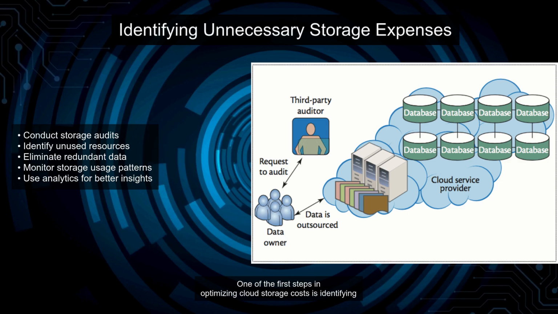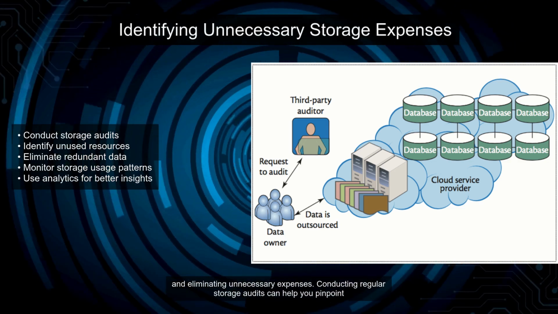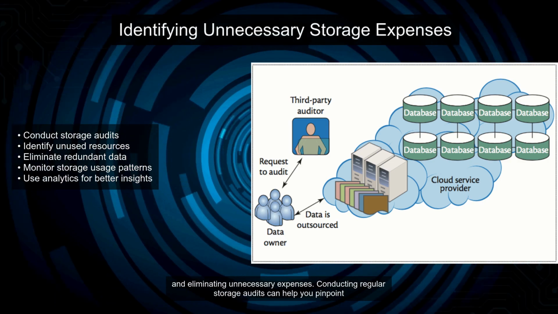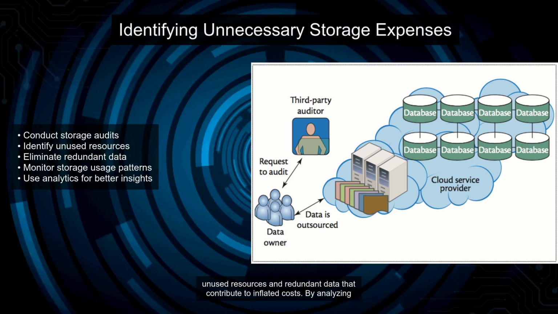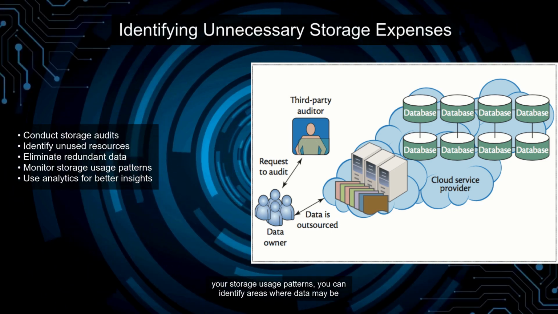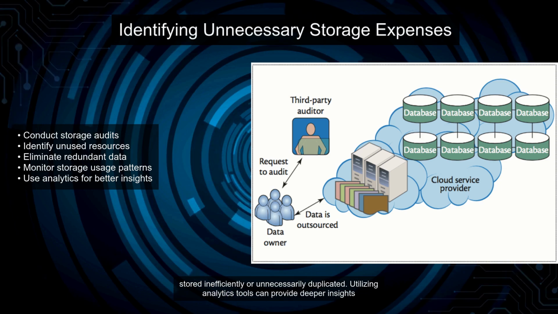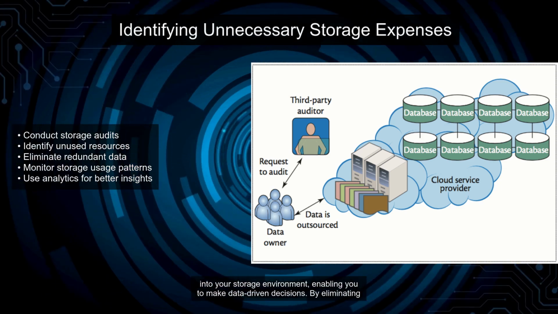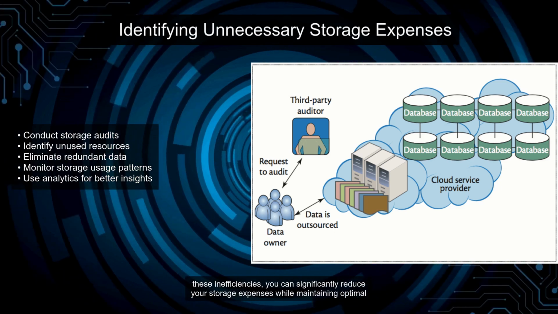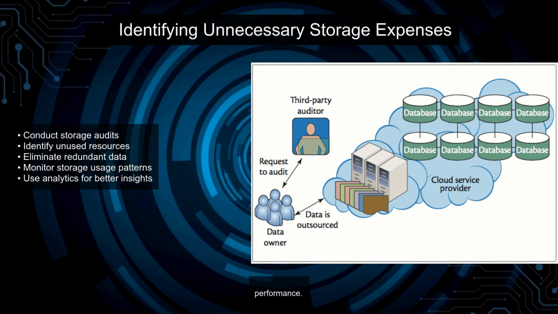One of the first steps in optimizing cloud storage costs is identifying and eliminating unnecessary expenses. Conducting regular storage audits can help you pinpoint unused resources and redundant data that contribute to inflated costs. By analyzing your storage usage patterns, you can identify areas where data may be stored inefficiently or unnecessarily duplicated. Utilizing analytics tools can provide deeper insights into your storage environment, enabling you to make data-driven decisions. By eliminating these inefficiencies, you can significantly reduce your storage expenses while maintaining optimal performance.